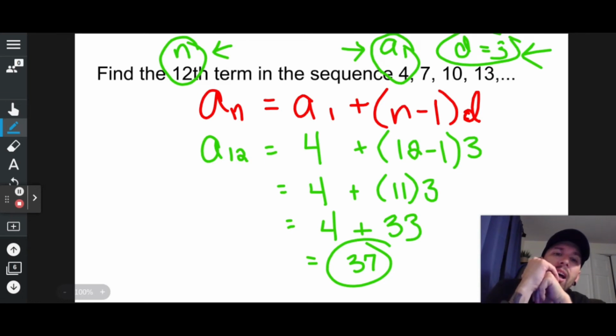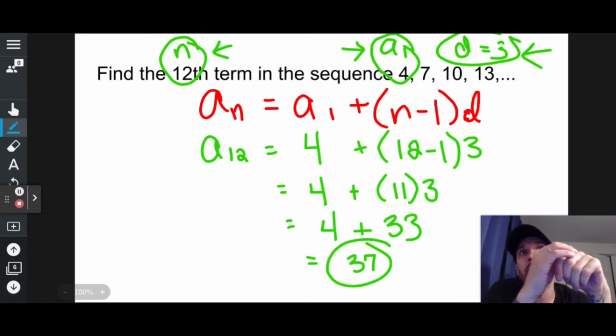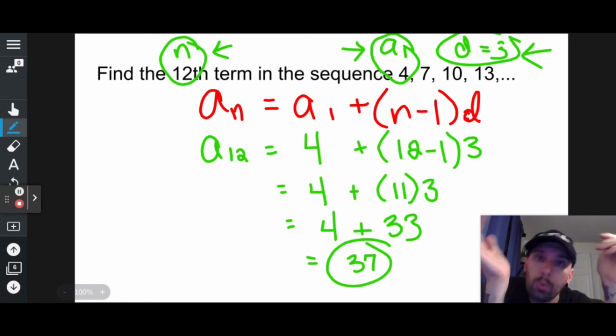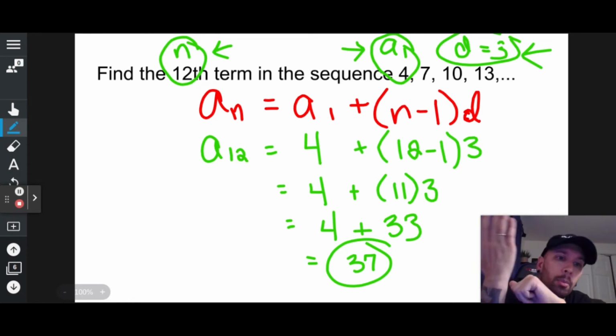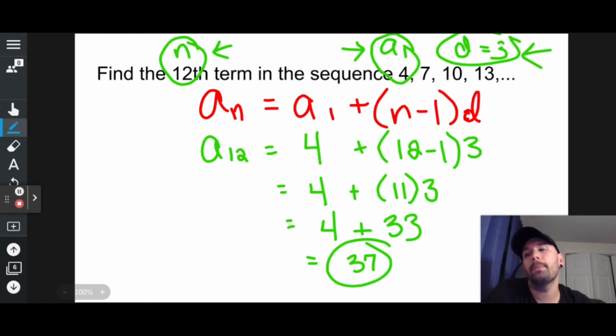But this is maybe faster, and it's a whole lot more convenient if I were to ask you to find the 83rd term or something crazy like that. Because I can count up to 12 just fine, but I really don't want to have to count up to 83 by threes using different numbers if I don't have to. Rather not. Big no thank you on that one.